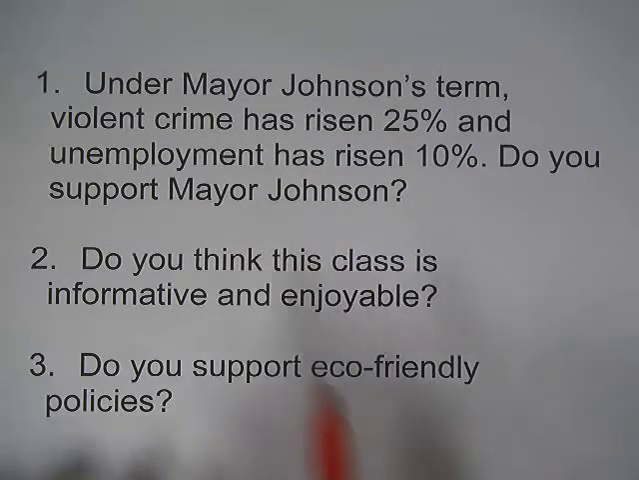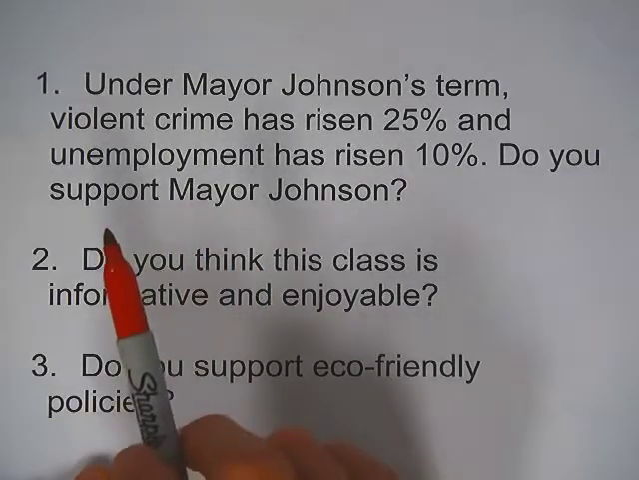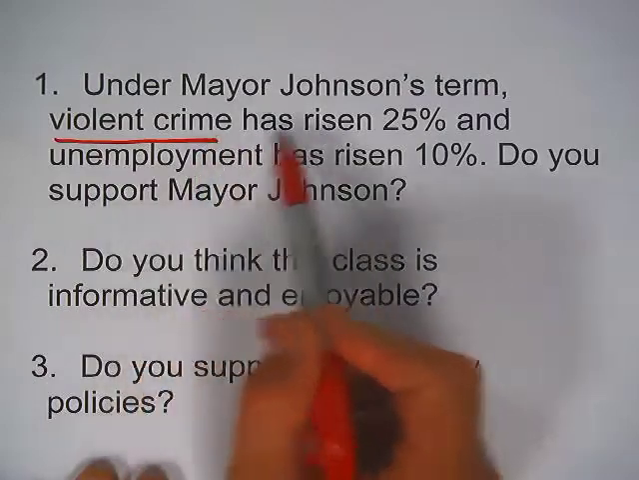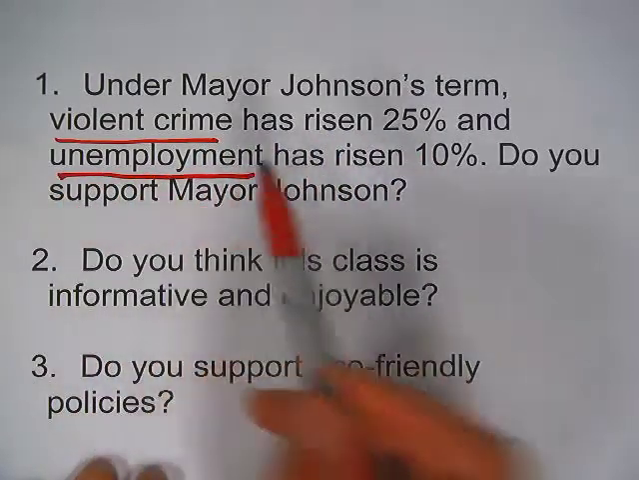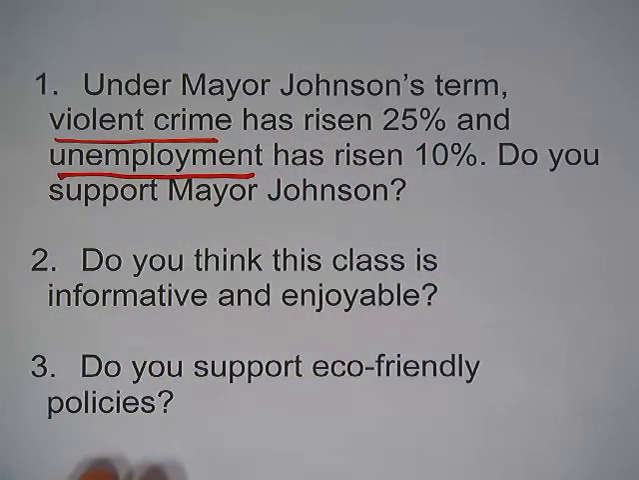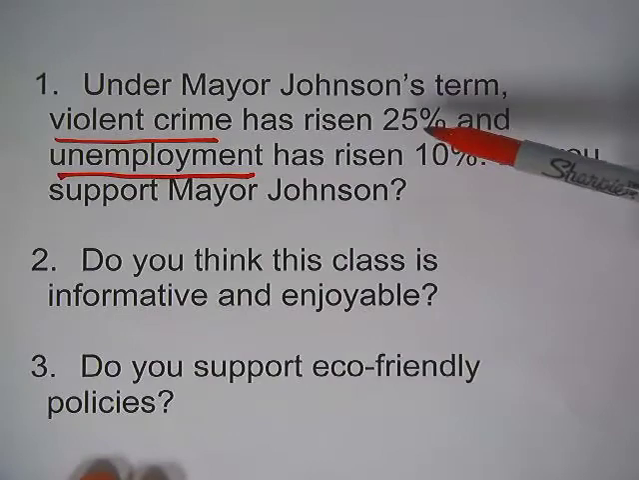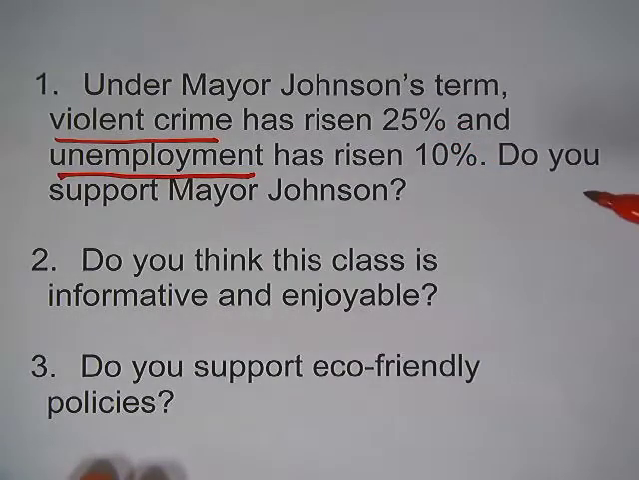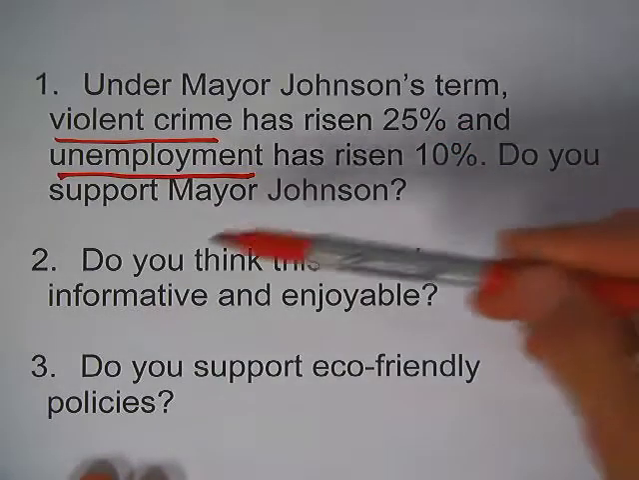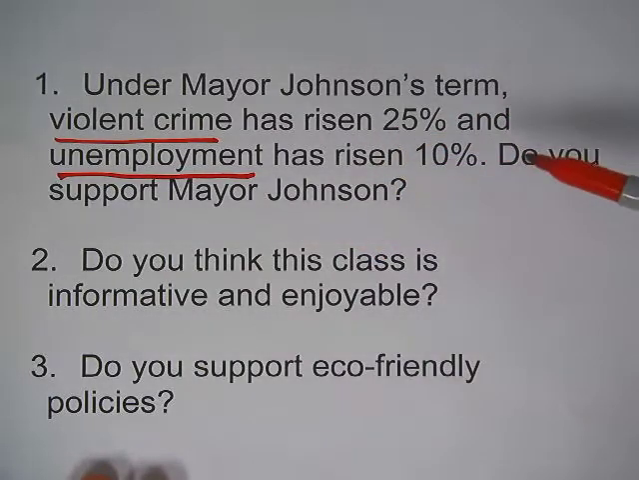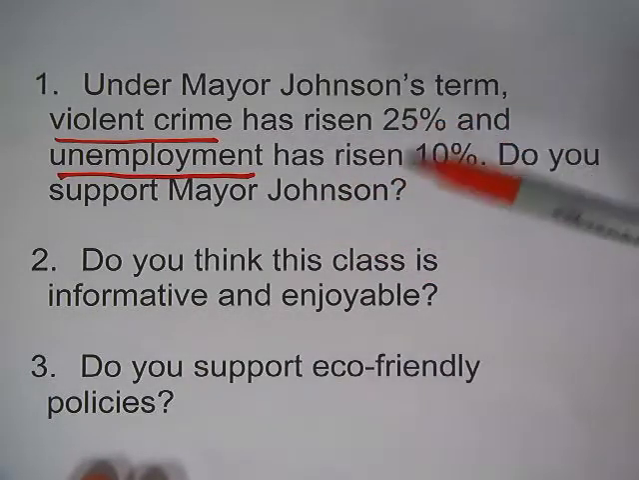Well, what I would say is this definitely has some very leading wording. So we're talking about violent crime, we're talking about unemployment. These are very negative societal issues. So because you're leading them with these statistics, chances are they're going to get a lower proportion of people that supported Mayor Johnson than they would if they were just to ask this question, just maybe, do you support Mayor Johnson, without leading them this way.